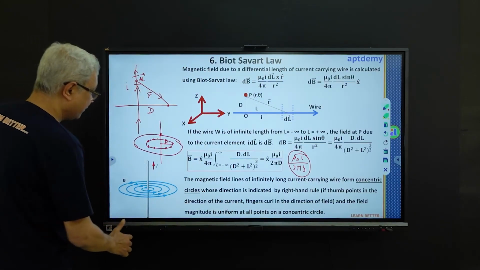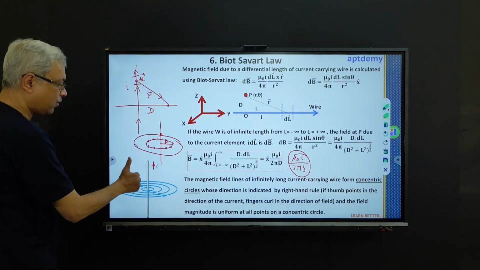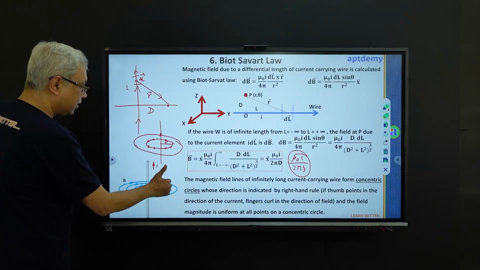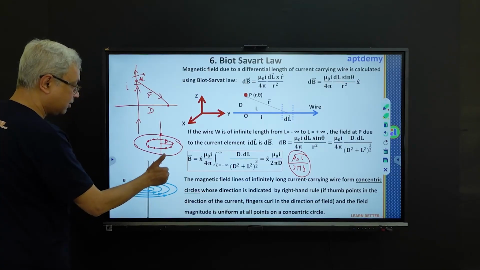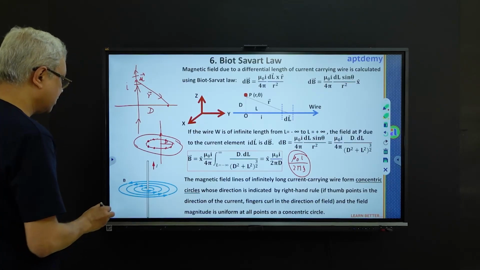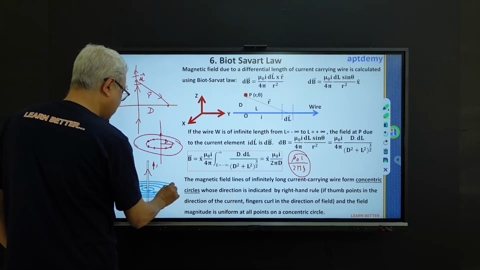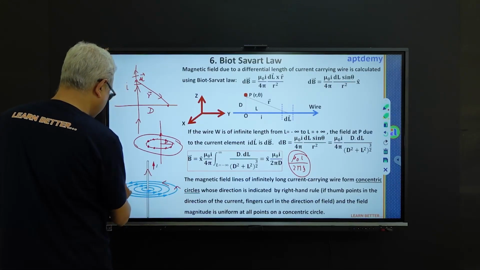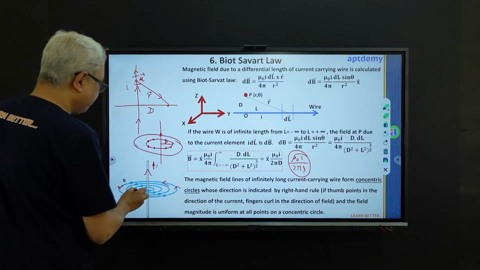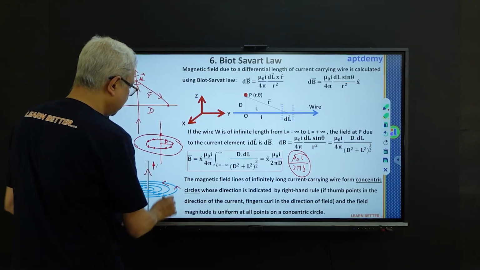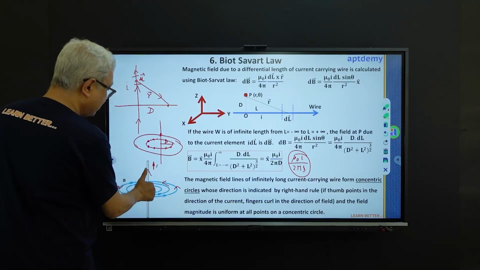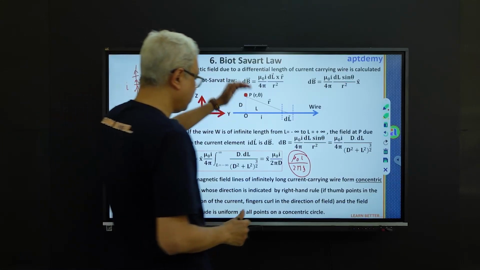But there is an easy rule: if this is the current carrying conductor, and you hold your right hand like this, with the thumb indicating the direction of current, then the direction in which the fingers of your right hand curl indicates the direction of magnetic field. So at this point the field direction will be like this, at this point like this, and at this point like this. That means the field direction will be tangential to the concentric circle, and the direction is found out by this right hand rule. From vector convention also you can find it.